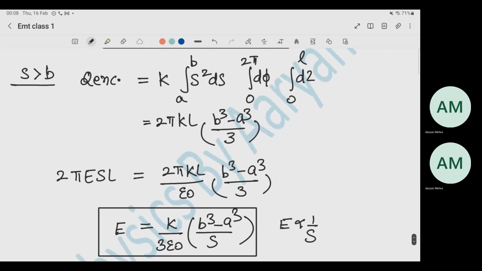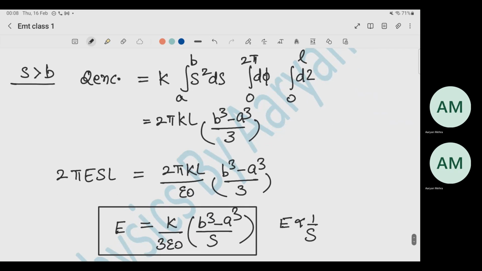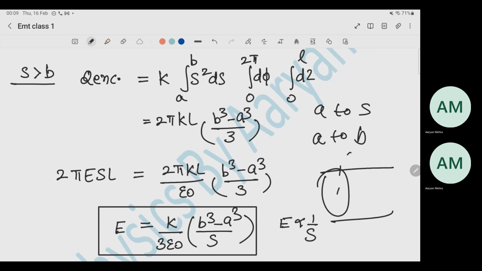For S greater than B, similar thing, charge enclosed, same integral, but now the limits of integration are not from A to S, but from A to B. So this was your B and this is your S. It is not from A to S, it is from A to B, because only till B your charge density is present. Similar to the last problem, right?